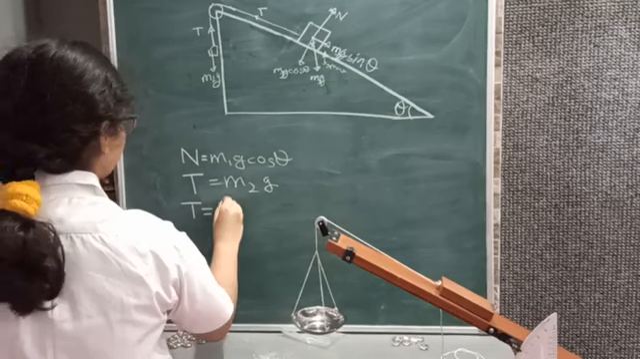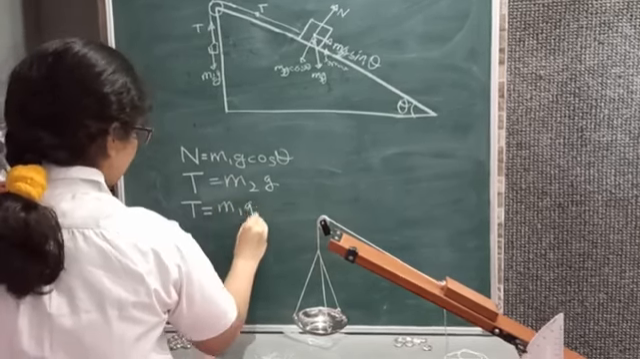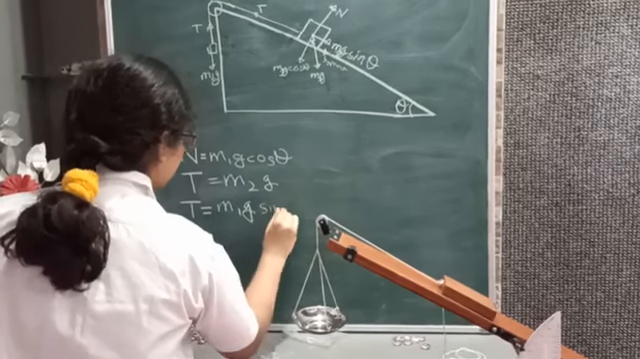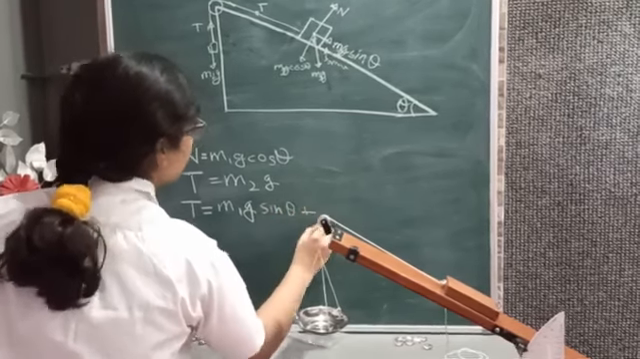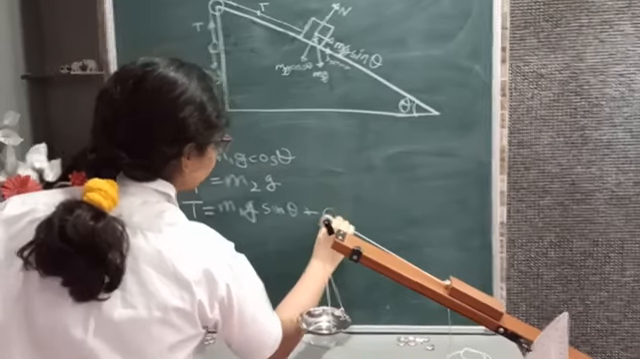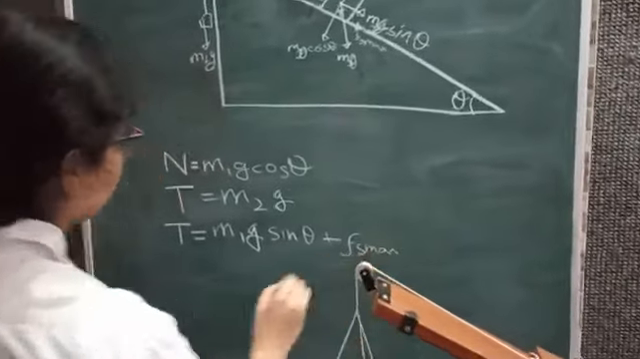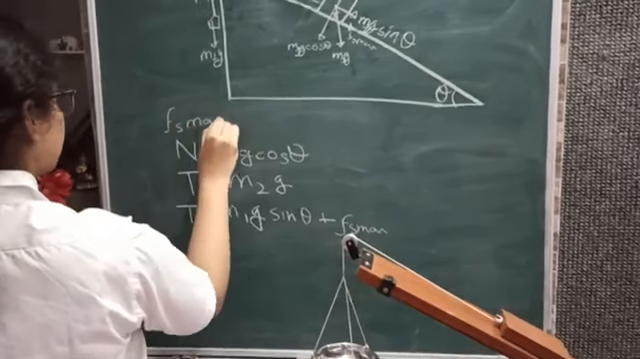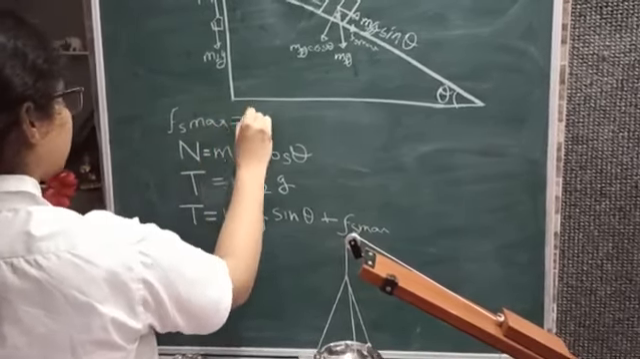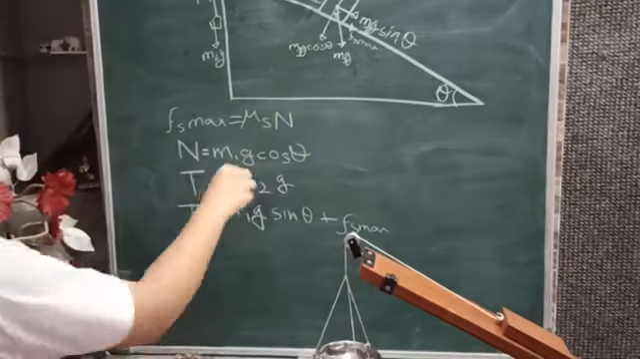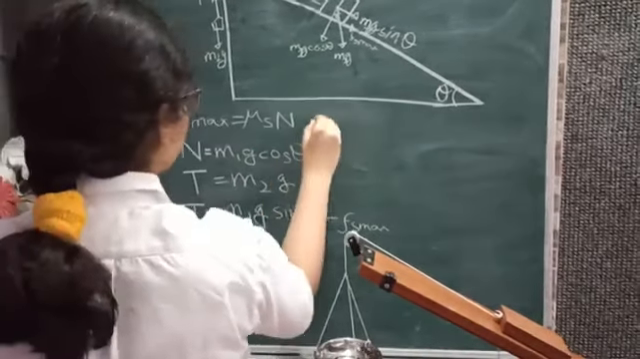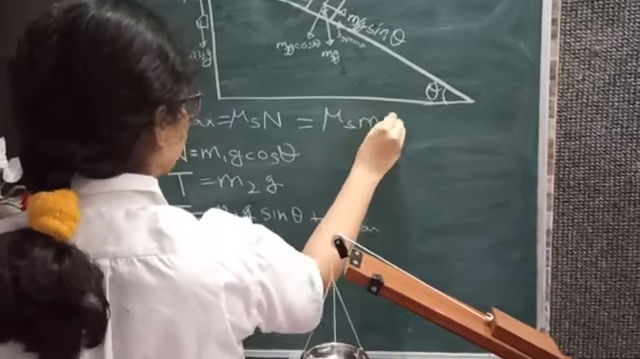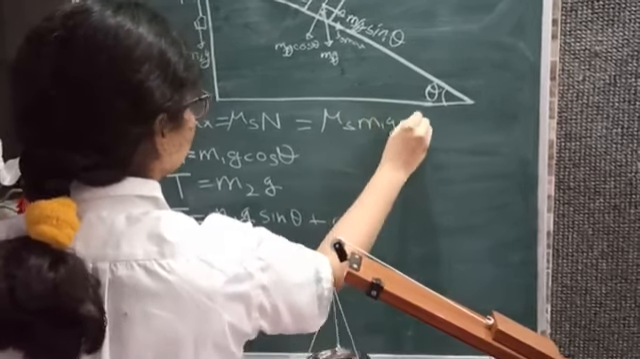And for the tension on this particular block, it will be equal to m1g sin theta plus Fs max, or maximum static friction force. And Fs max we already know is mu s into N. By replacing N's value over here, we find it to be mu s into m1g cos theta.